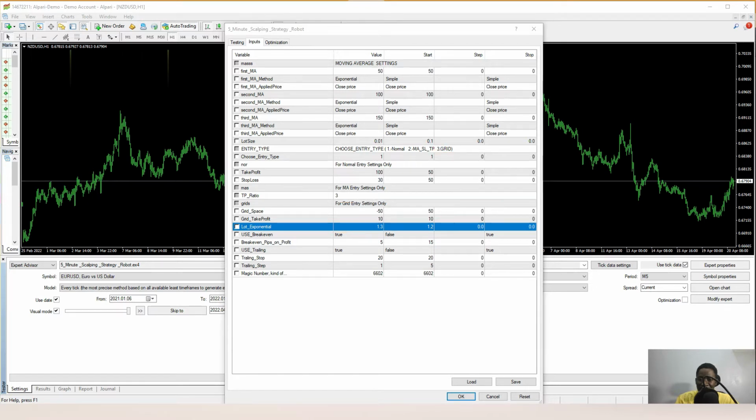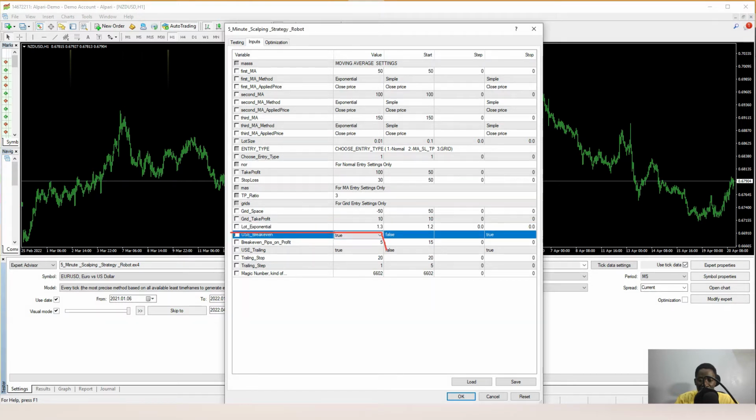Now there's something again I have to show you. This break even area, once you set your break even area to true, it's going to use this value here.